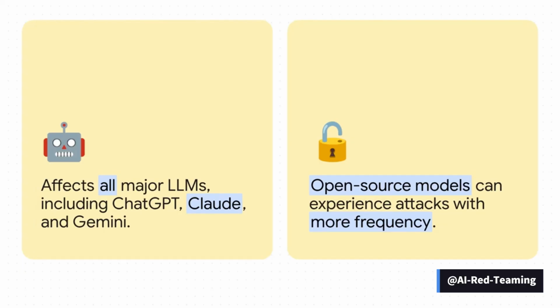And I want to be super clear here. This is not a problem with just one or two bad models. This vulnerability affects all the big generative LLMs. We're talking ChatGPT, Claude, Gemini, you name it. The source material even points out that some open source models can be hit with these attacks more often. Bottom line, nobody is immune to this.